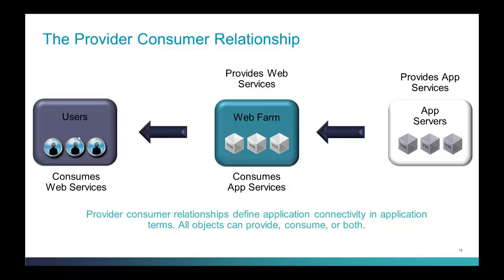This is explaining the consumer provider model. So users are a consumer of the web. Web are a consumer of application servers. Then the application servers provide to the web. Web servers provide this to the users. So in this case, a user is just a consumer. The app server is just a provider. The web farm is actually performing two of those functions, as a provider and a consumer, so it can do both.